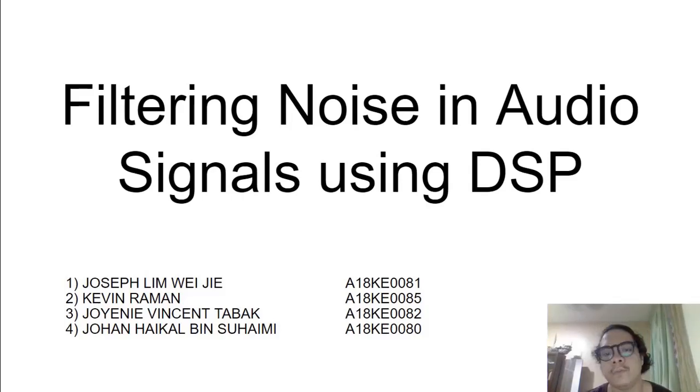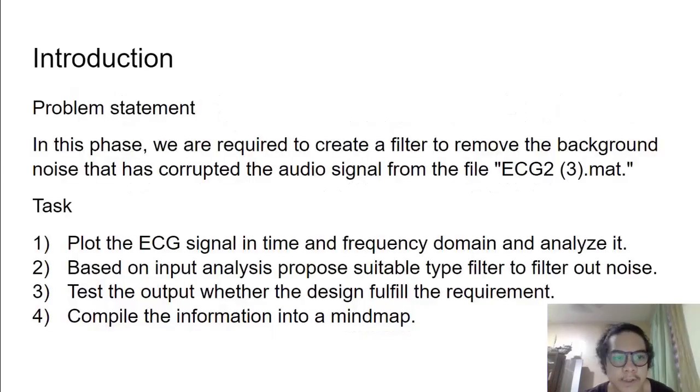We are from DSP Group 3 and we are going to present on filtering noise in audio signal using DSP. So for the introduction problem statement, in this phase we are required to create a filter to remove the background noise that has corrupted the audio signal from the file ecg2.3.met. So the task is given as the following.